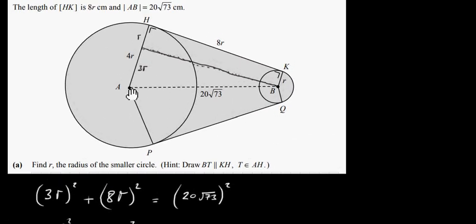So we want ABKH. So we want to find this area here. So this really is the area of this triangle plus the area of this rectangle here. So that's what we're going to do. So we're going to find the area of this triangle, half the base times the height, the area of this rectangle here, length times width. That's all we're going to do.